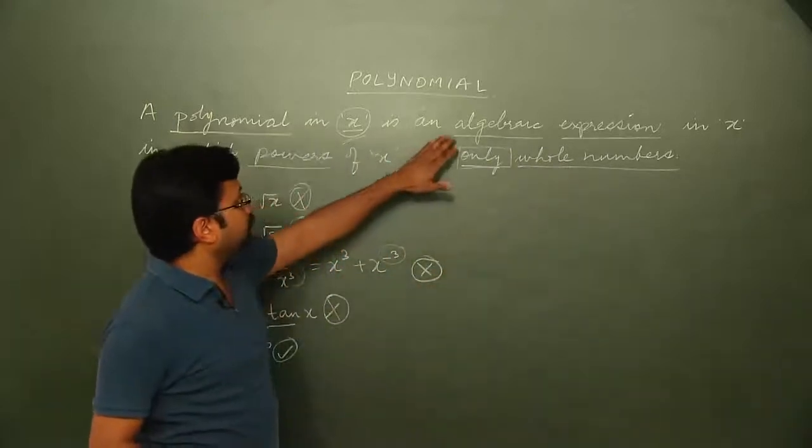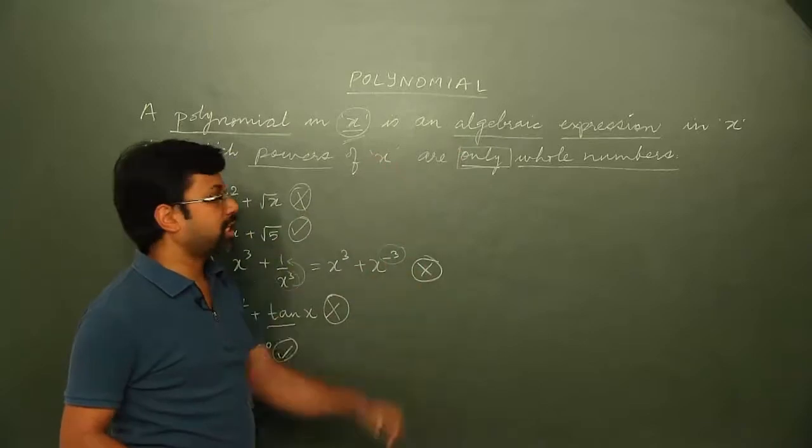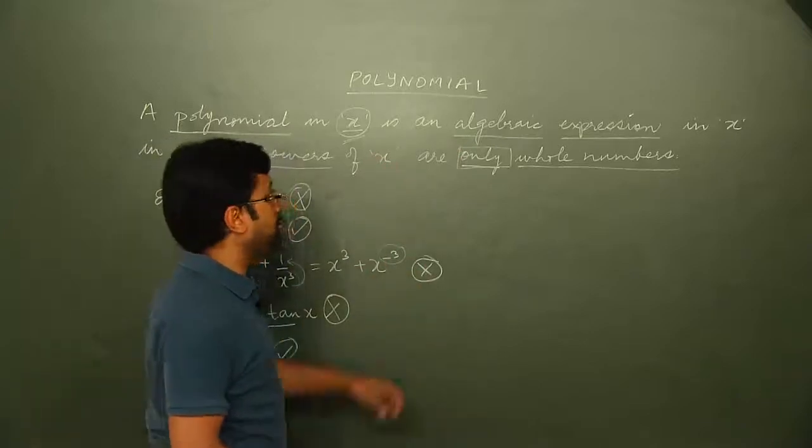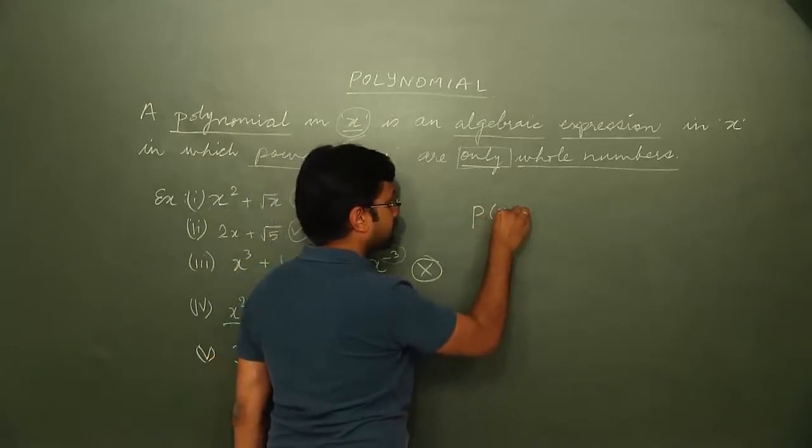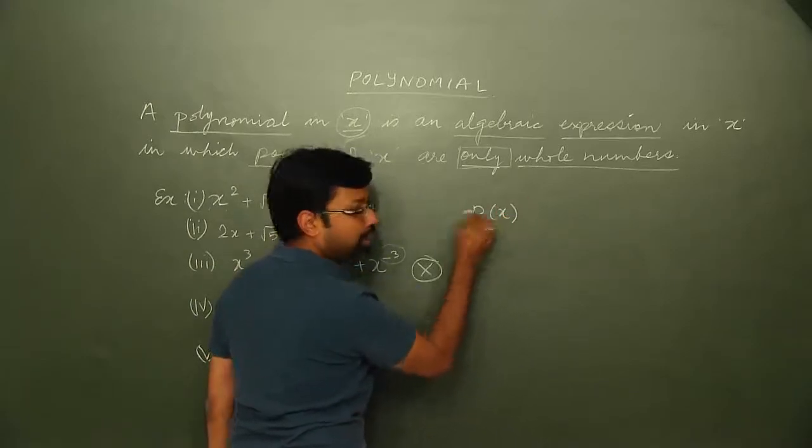Now let's get to the algebraic expression that we had started with. What is the general form of an algebraic expression? Any polynomial in x is written as this. Any polynomial in the variable x.